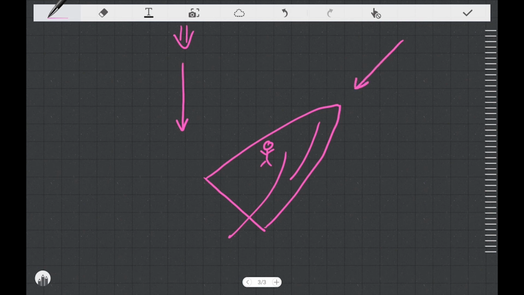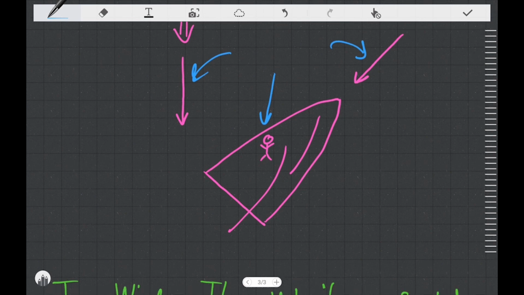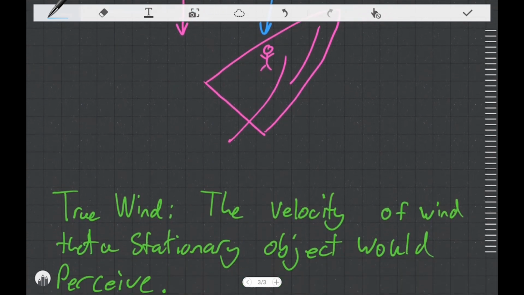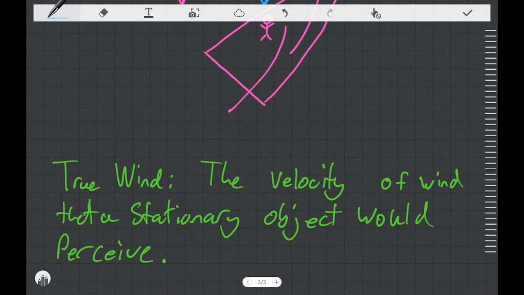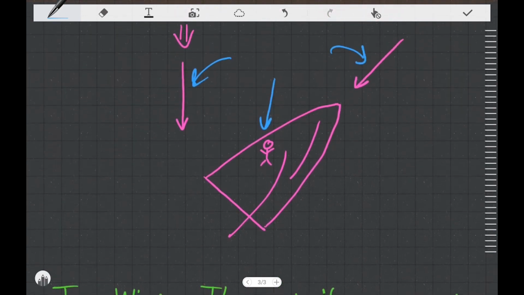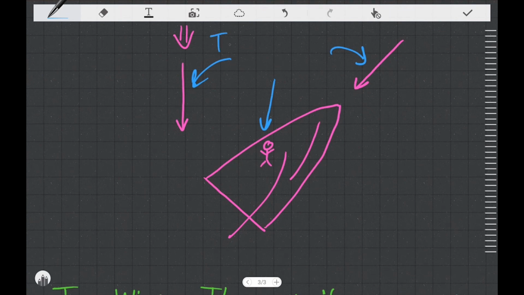Again, we're going to want to find some answer to tell us what direction this wind is actually going to be coming from. So what we're saying is that there's going to be some other wind that we actually feel made up of these two winds, and we're going to define that formally below. The first definition that we need to know is the definition of the true wind. The true wind is the velocity of wind that a stationary object would perceive. Looking back up at our diagram, that's going to be this one right here. True wind.